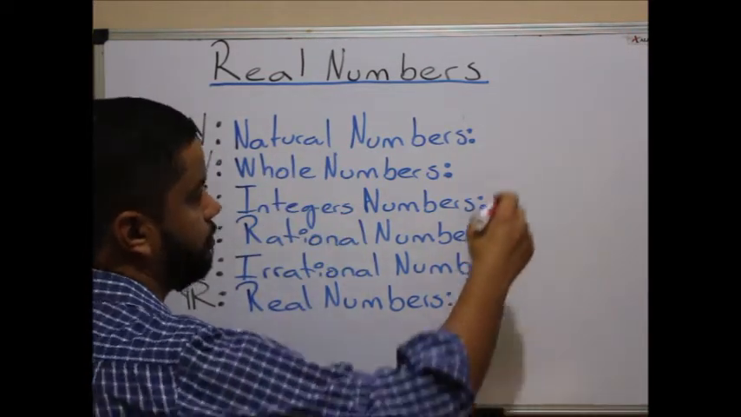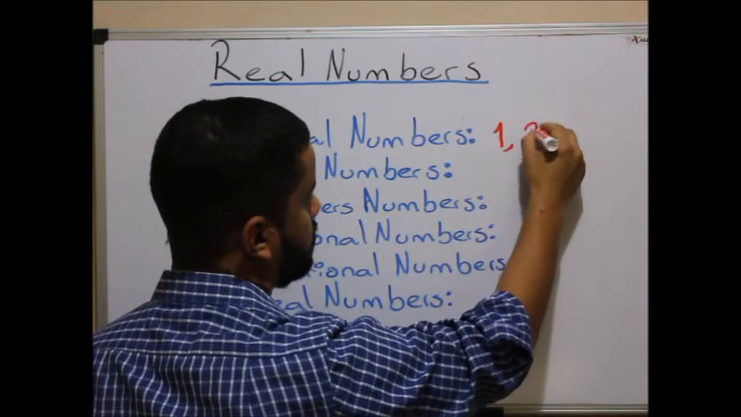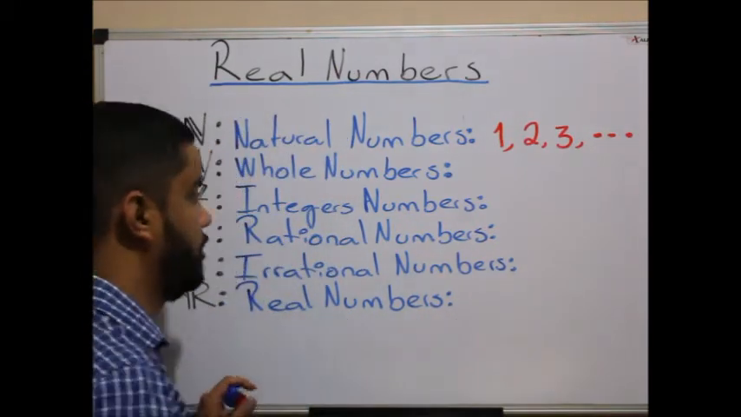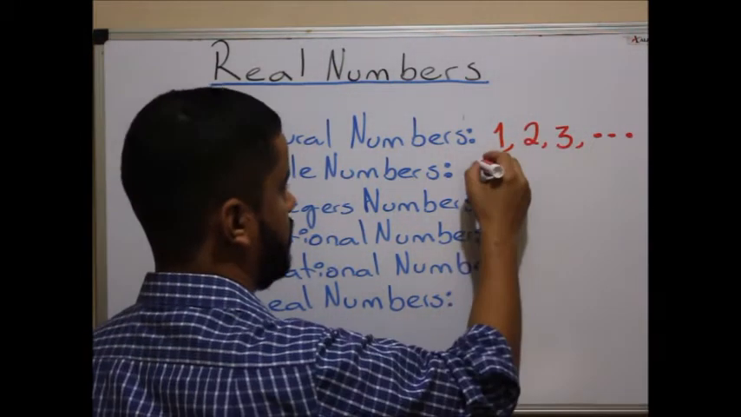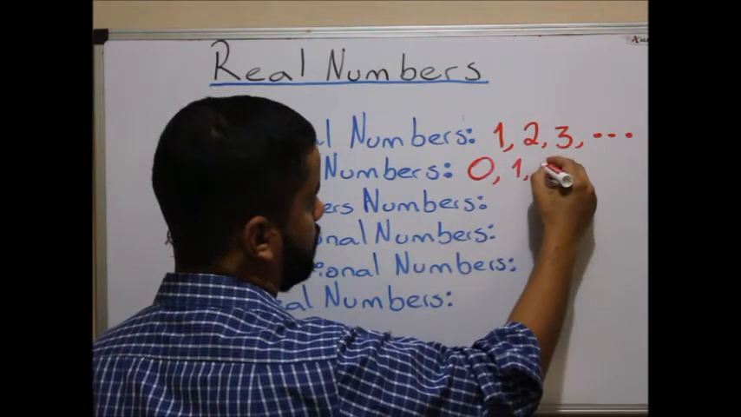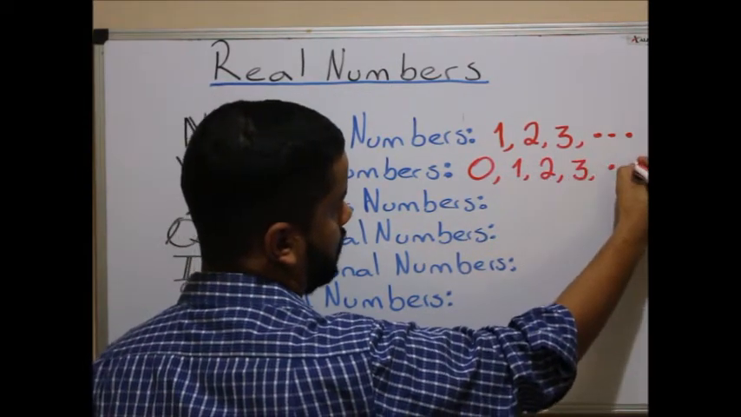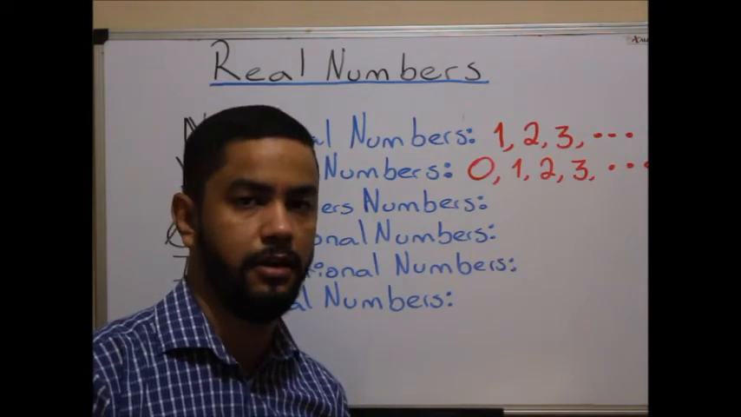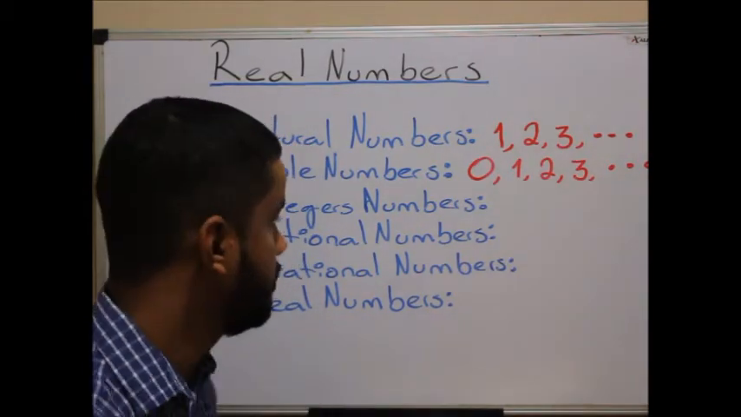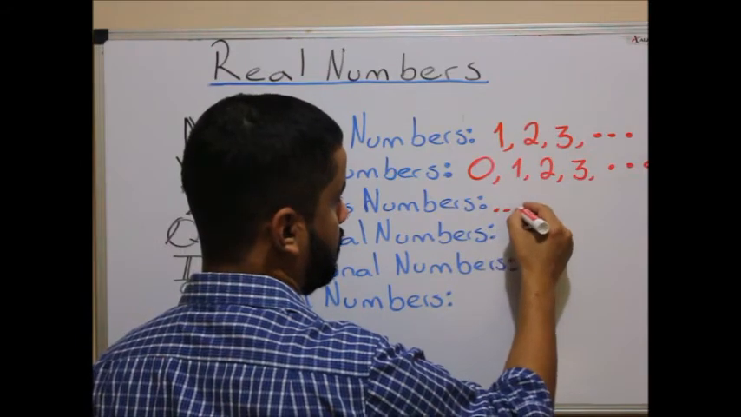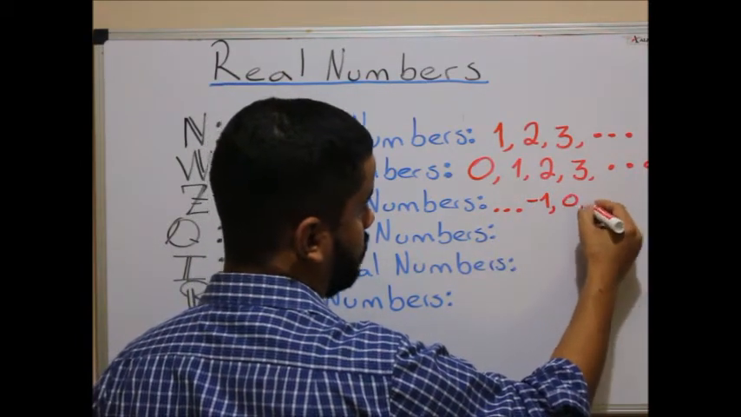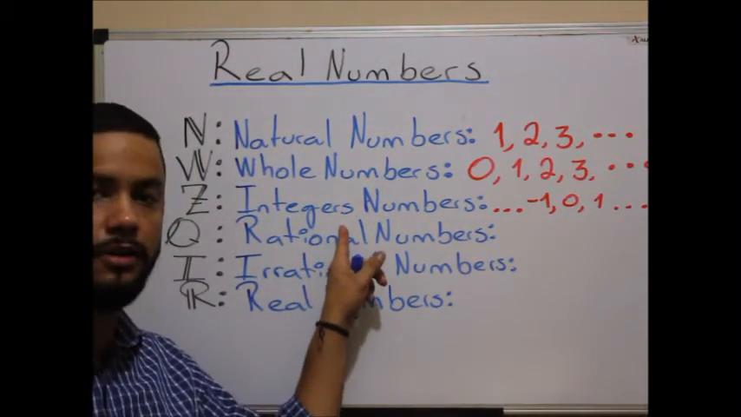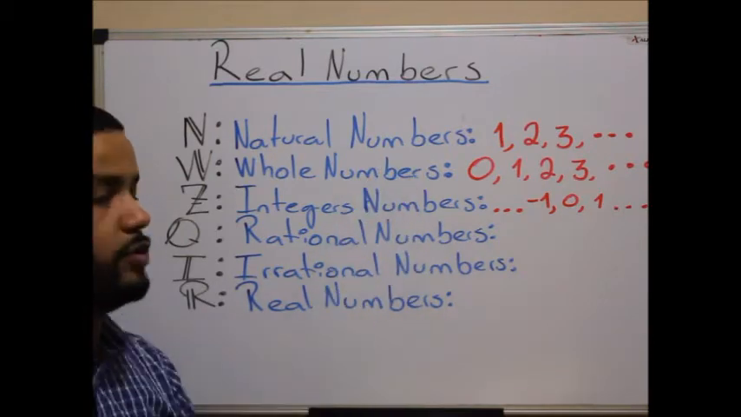Natural numbers begin on 1 and continue to infinity. The whole numbers begin on 0 and continue into infinity. The integers do not have a beginning nor an end, so we're going to have here -1, 0, 1, and we can continue. The integers hold the negative part of the natural numbers.